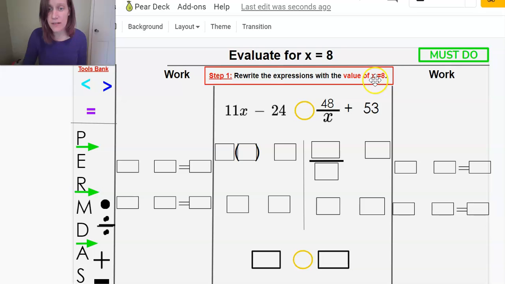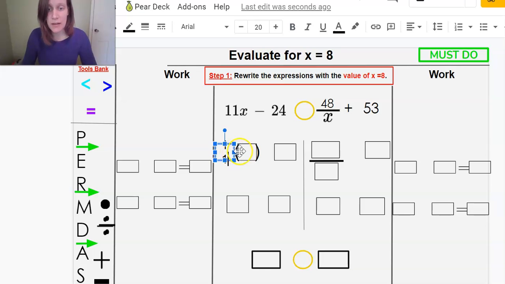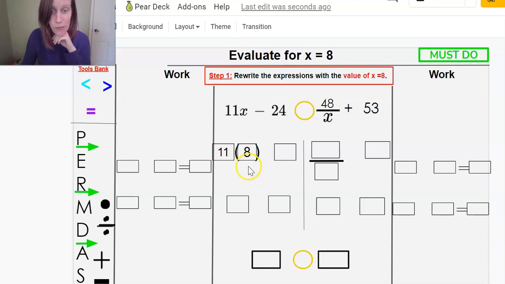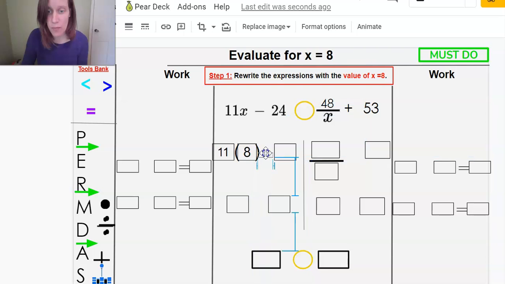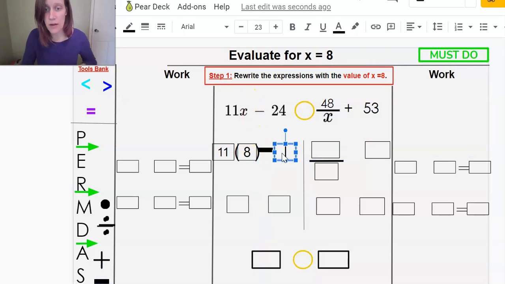The value of x here is 8, so I'm going to rewrite this expression using an 8 where the x is. And I'm going to remember that when there is a number right next to a variable, it means multiply. So when I rewrite this expression, I'm writing 11 times 8. And I also remember that this is another way to show multiplication, having a number right next to another number in parentheses. So this means multiply, just like this means multiply. I'm just rewriting my expression first, so I'm bringing over the subtraction sign and writing 24 here.